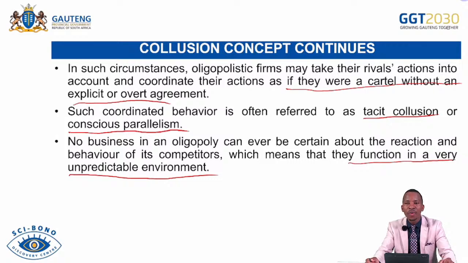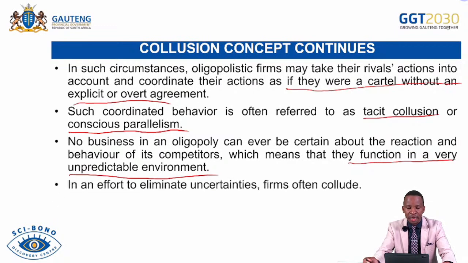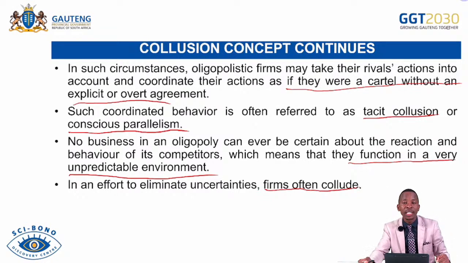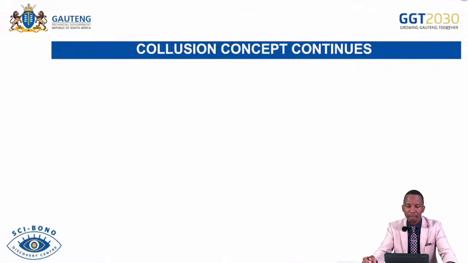Therefore, collusion always exists in there, either implicitly or explicitly. In an effort to eliminate uncertainties, firms decide to collude because they don't trust each other. So they decide simply to collude. They decide to form cartels. They decide to group themselves together so that they can discuss those decisions that are relevant, so that there will be reduced competition and they can maintain their prices higher as well as their profits.